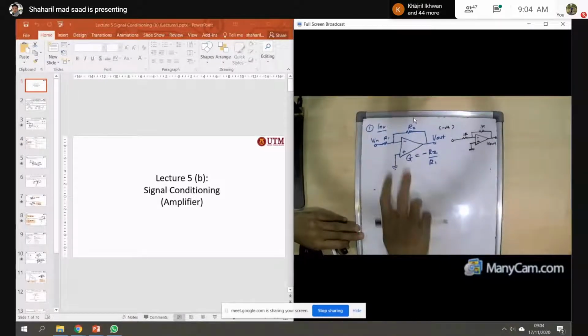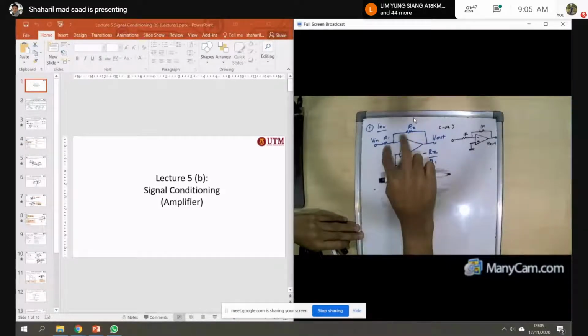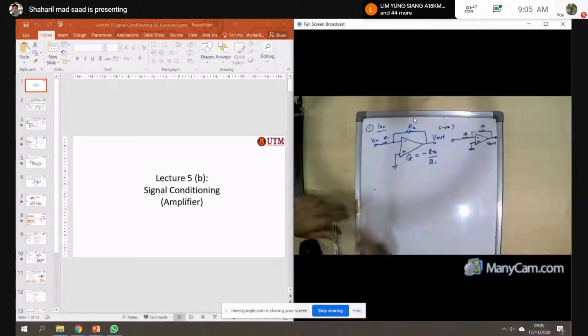In order to change the gain value, you can play around with the values of R2 and R1. So this is the inverting.